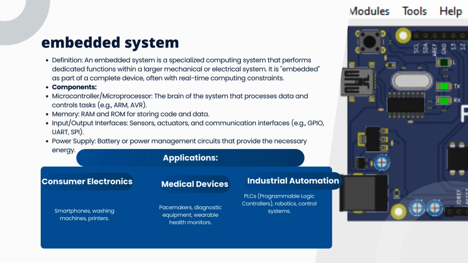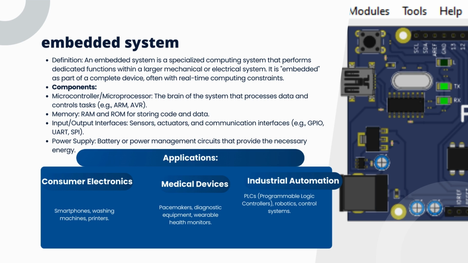Now we can see, sorry, for the embedded system. An embedded system is nothing but a combination of hardware and software that is designed to perform a specific task. So those systems are specialized for computing. It is a specialized computing system that performs a dedicated function within a larger mechanical or electrical system.